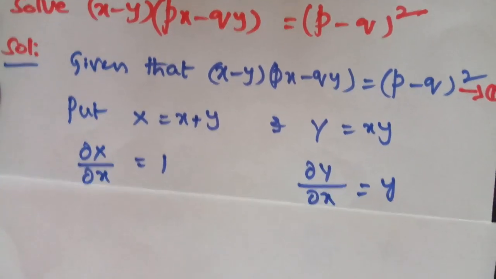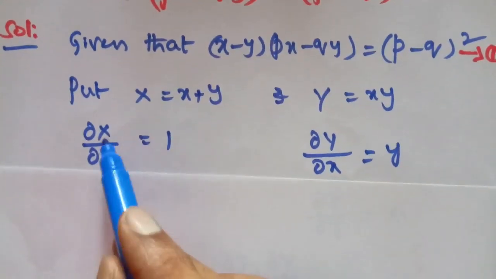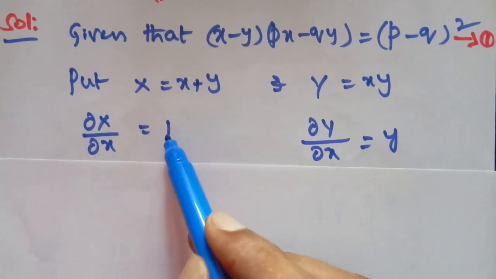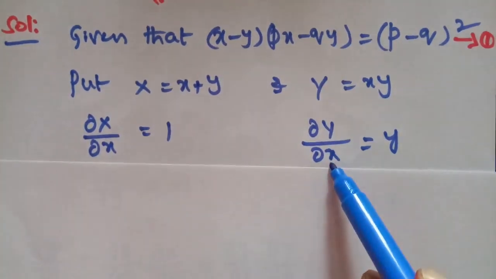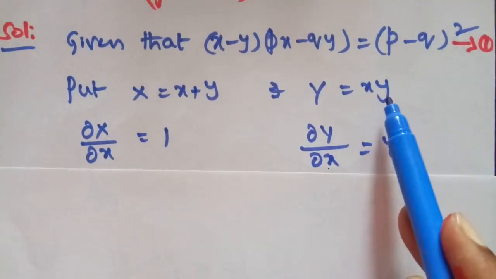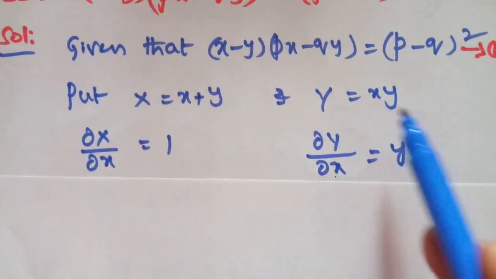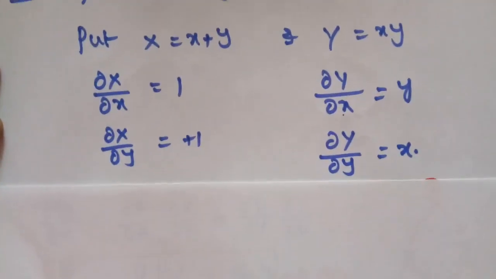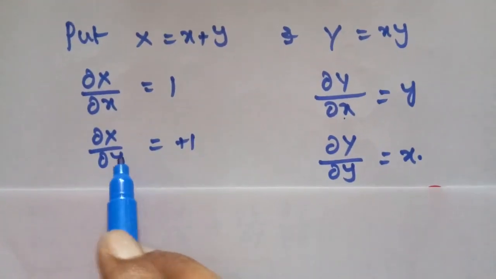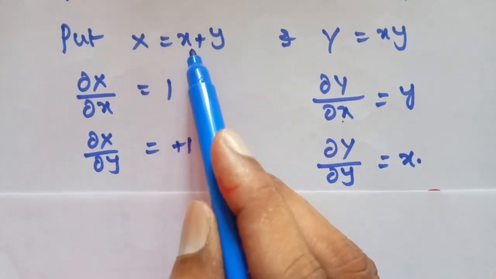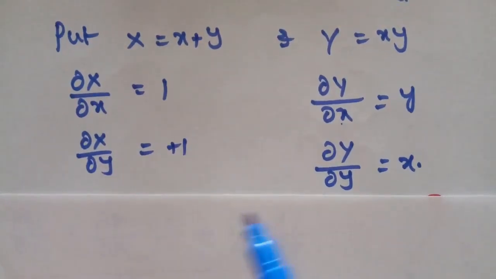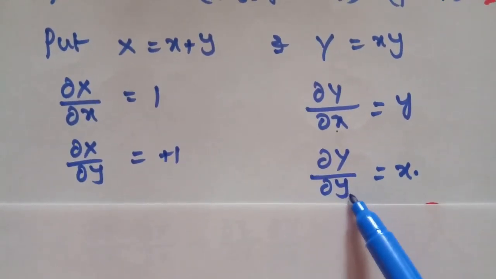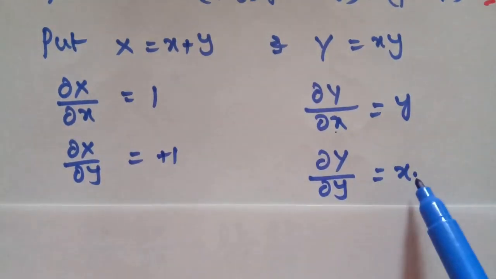Now, partial derivative of capital X with respect to x: y is a constant, therefore the derivative of x is 1. Capital Y with respect to x: y is a constant, so the derivative of x is 1. Now, partially differentiating with respect to y: for capital X with respect to y, x is a constant, its derivative is 0, and the derivative of y is 1. Capital Y with respect to y: x is a constant, and the derivative of y is 1.